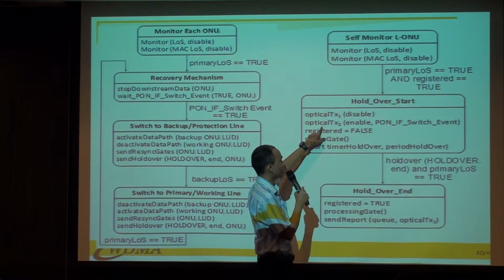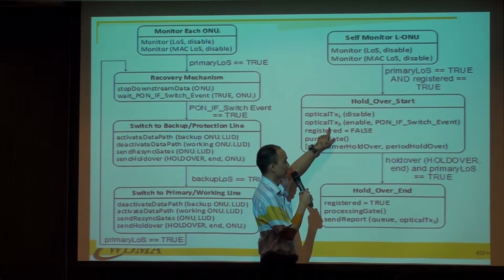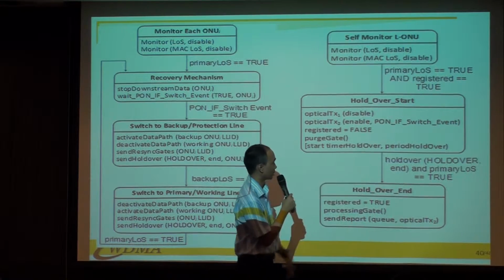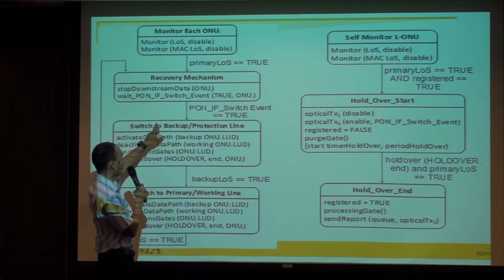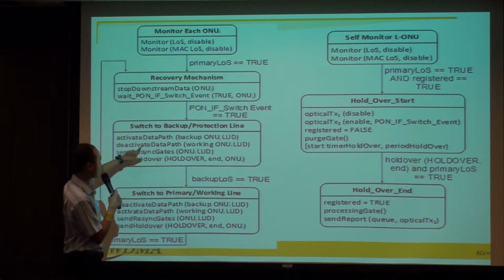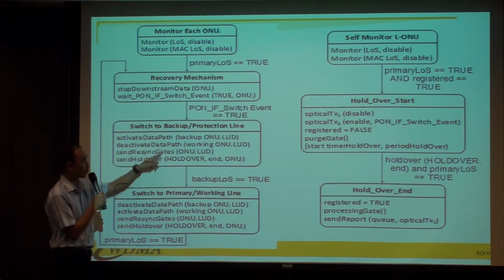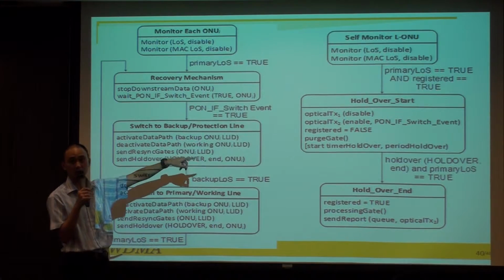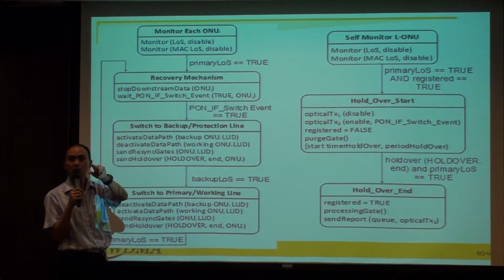Then send the data with the working line, the protection line, and send the PON if switch event message. After that, when the OLT receives the PON if switch event, it will activate the data path for the backup ONU LNID, because we have the protection LNID. Each laser has its own LNID.